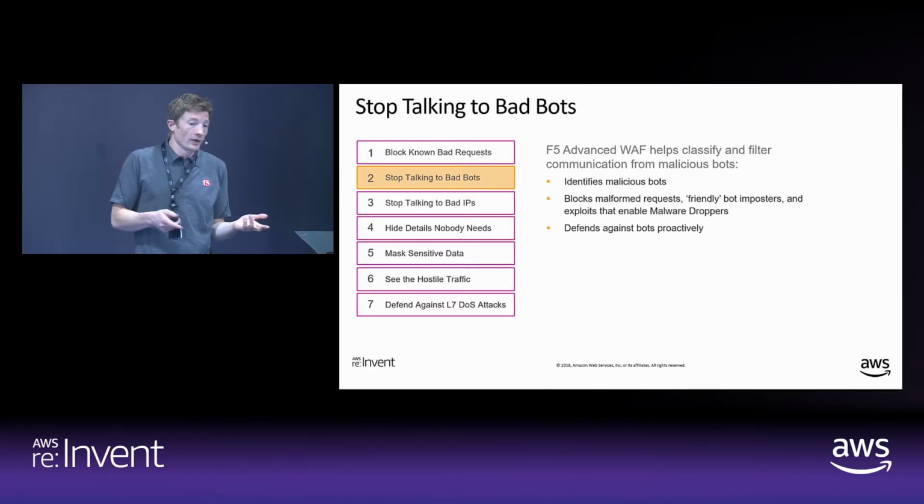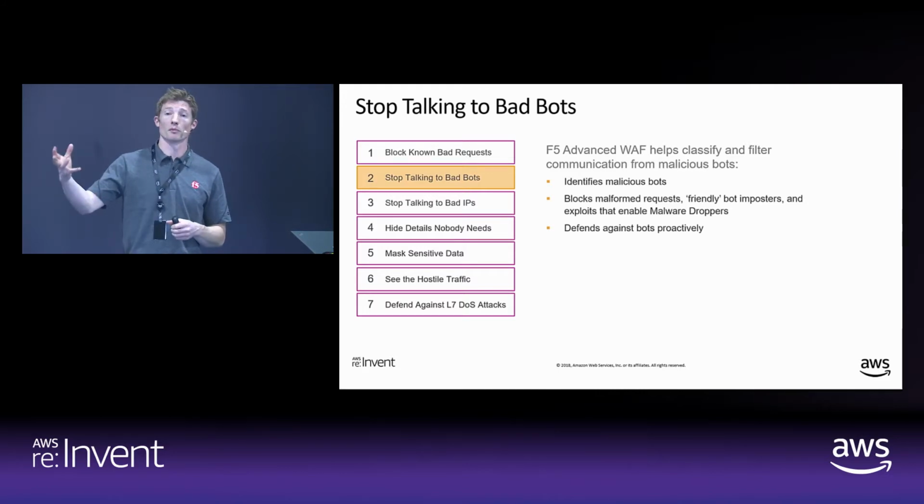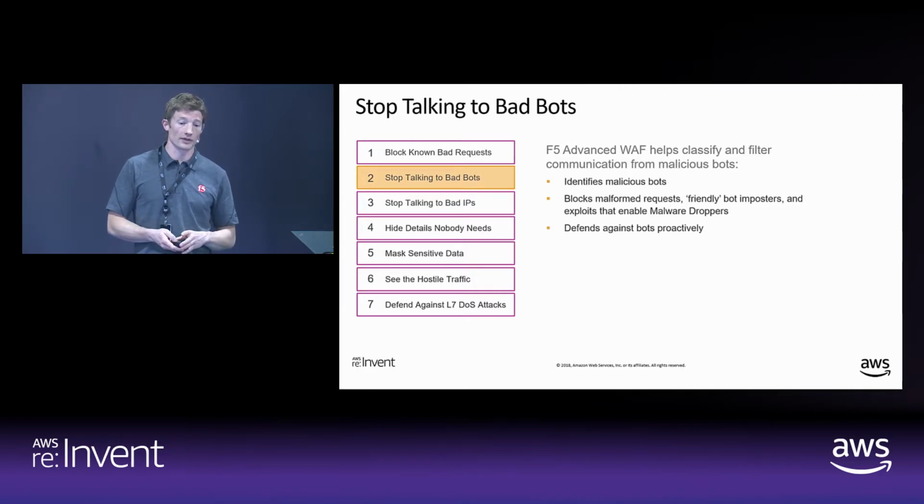Ultimately, we know that these systems, these automations, are sending us malformed requests. There are friendly bot imposters, and plenty of them are used to enable malware, which is going to cost you additional money if you're serving up malware from your cloud and your VPCs. So we need to defend against bots quite proactively.